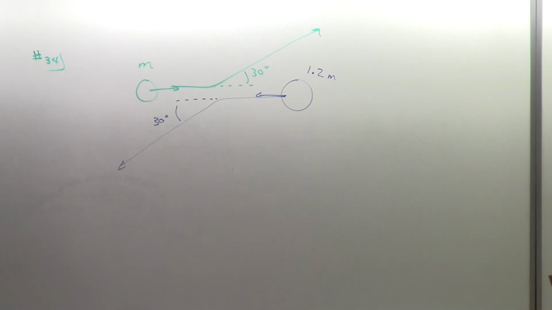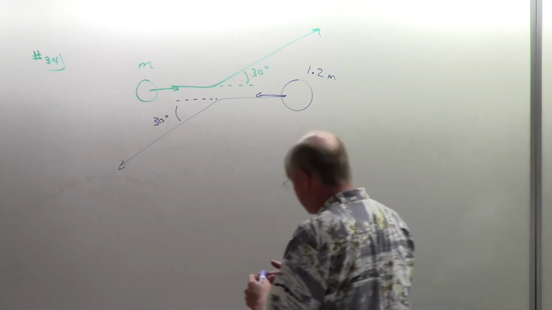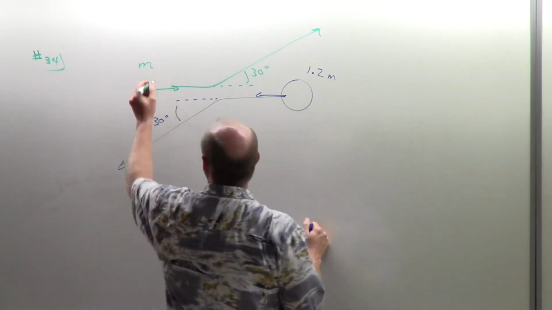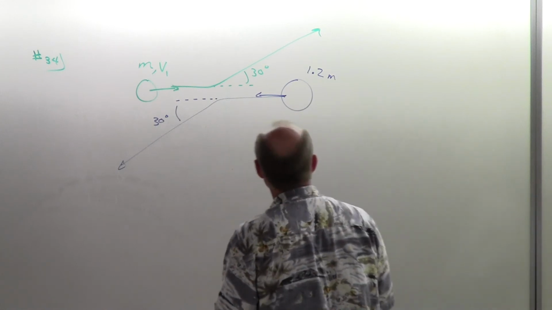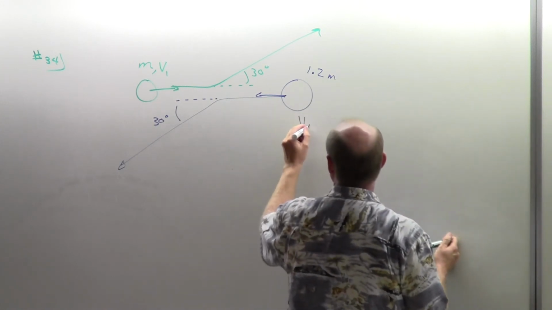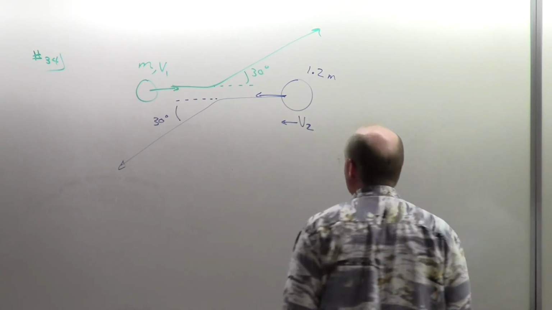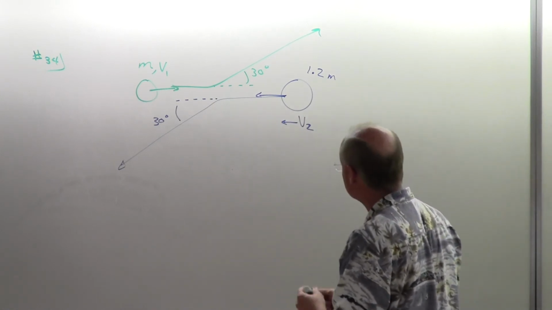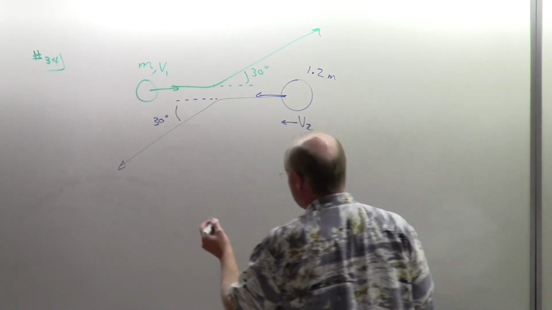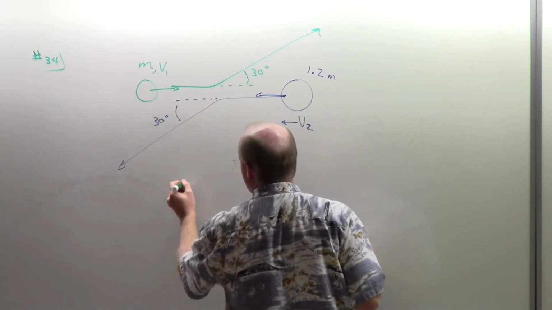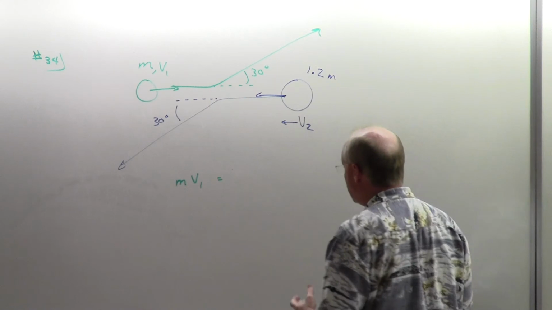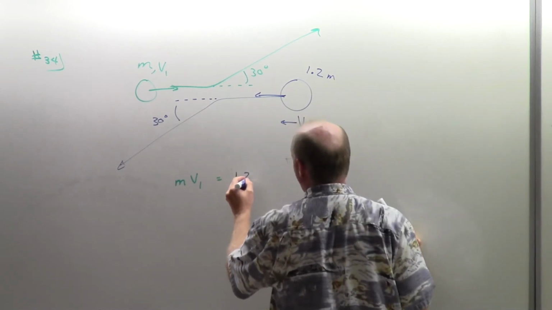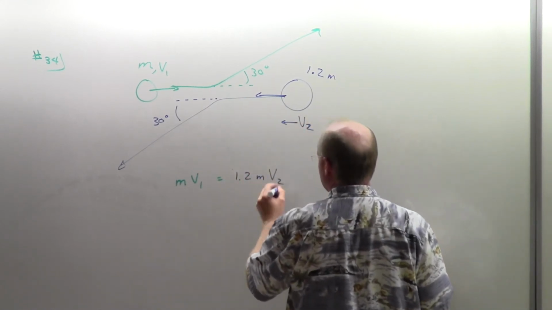Now, I'll stop there, because that statement is saying, and so if I put V1 for the green and V2 for the blue, I guess what we're saying is M V1 must equal 1.2 M V2.